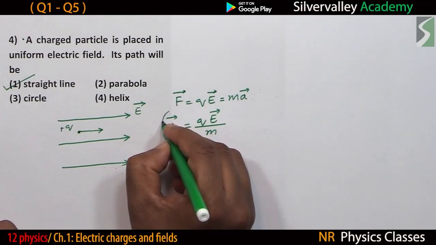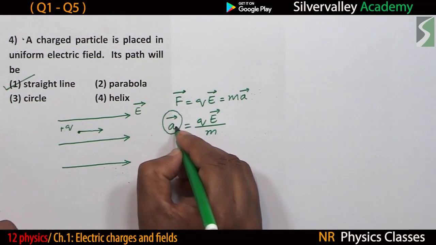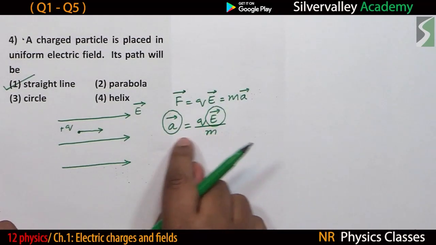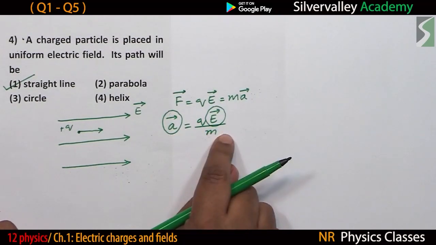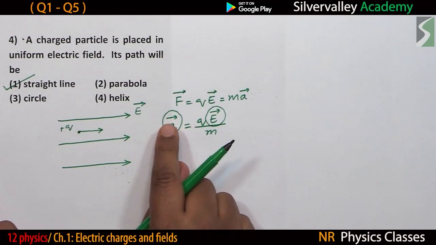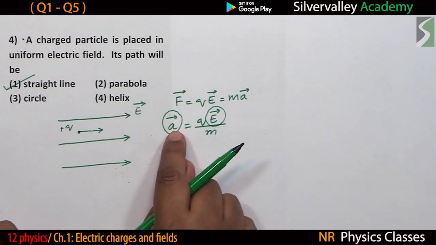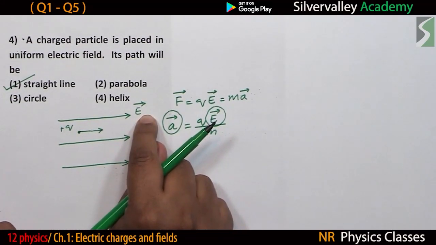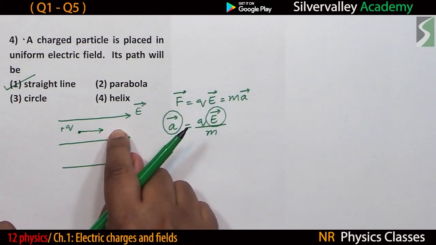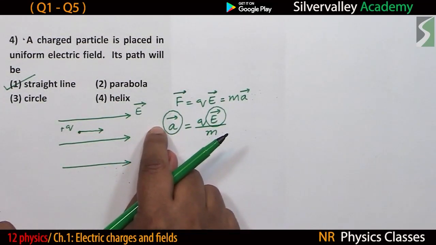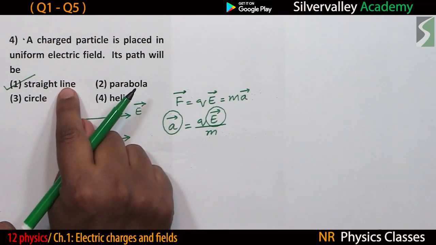Now, direction of acceleration is same as the direction of electric field. So this is an equation in vector form. So direction of E is the direction of A. So there should be acceleration if direction of E is same, then direction of acceleration is also same. Means the particle continues to move in a straight line with uniform acceleration.